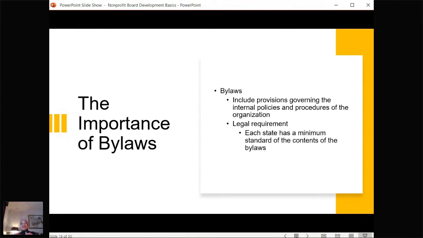So they don't get into the nitty-gritty detail of policies and procedures, but they're the backbone, and they govern everything else. And legally, every state has a minimum standard of the contents of the bylaws.